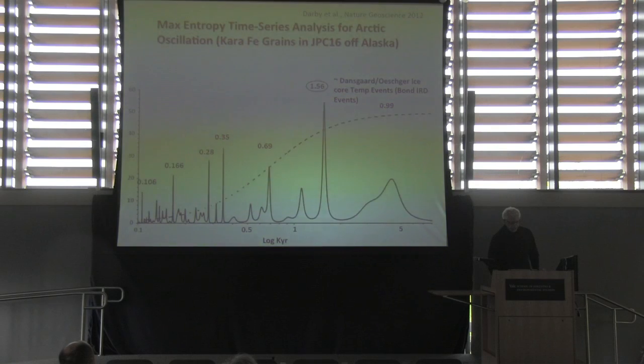But the JPC 16 core showed several other significant cycles: 700 years here, 350 years, 280 year, 170 year cycle, and a 100-year cycle. So we have all these very significant cycles going on that we can decipher from this longer record that are certainly going to have an impact on weather and climate in the future.